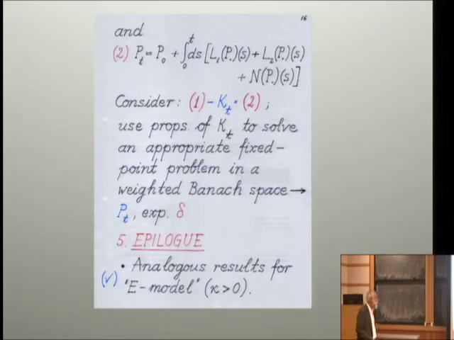We have to introduce a certain weighted Banach space on the space of trajectories. That's how the exponent delta enters the game. And then we have to check that we get the contraction mapping situation. That is a messy business.